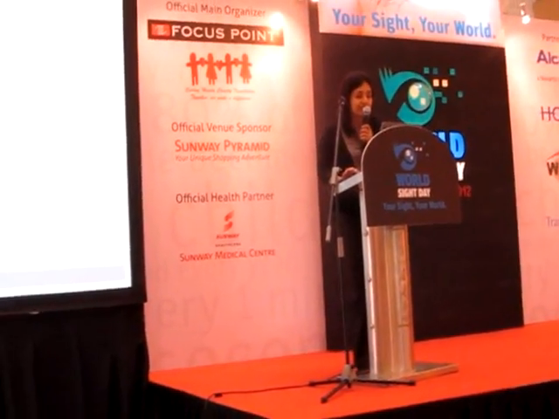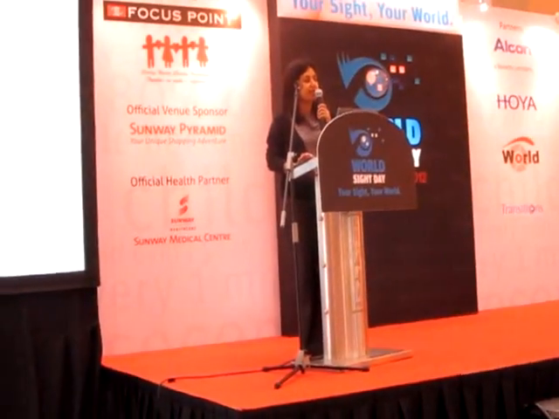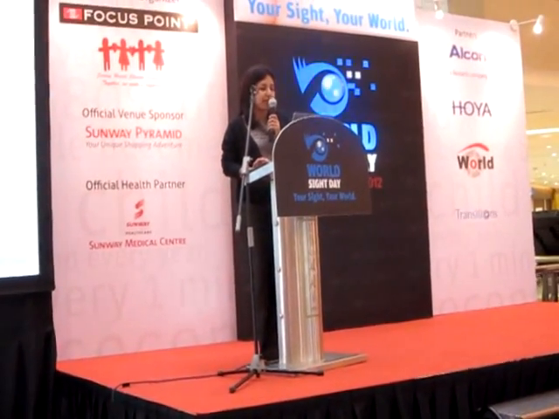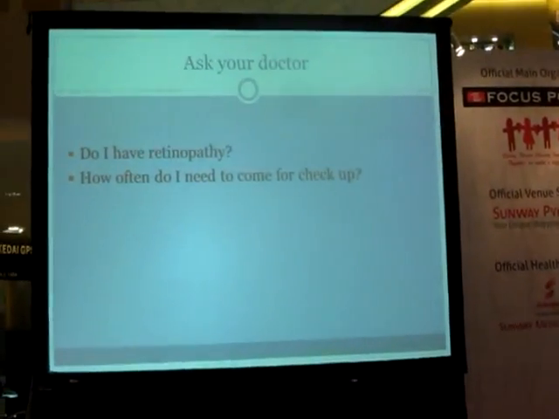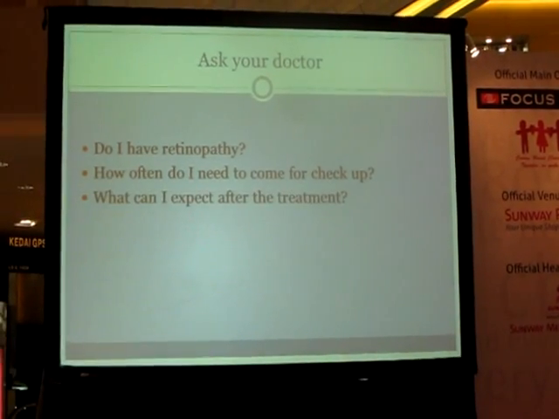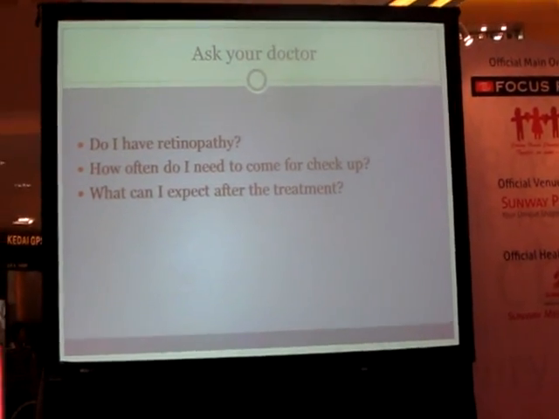So when you go and see the doctor, ask your doctor, firstly, do I have retinopathy? Because they might talk about cataract or glaucoma. Especially ask them for retinopathy. How often do I need to come for checkup? Minimum is once a year. Sometimes it might be every 3 or 4 months or 6 months if there already is a problem. And if you need treatment, you need to ask them, what can I expect after the treatment?